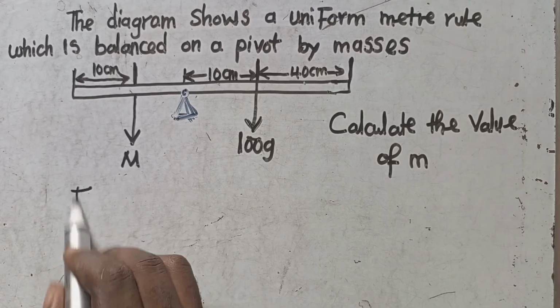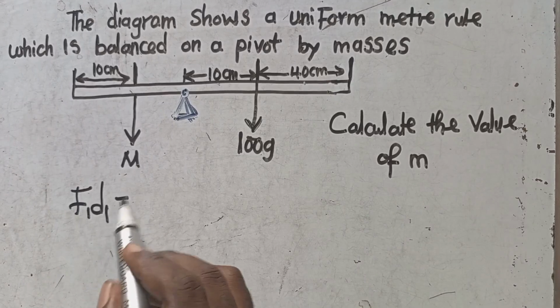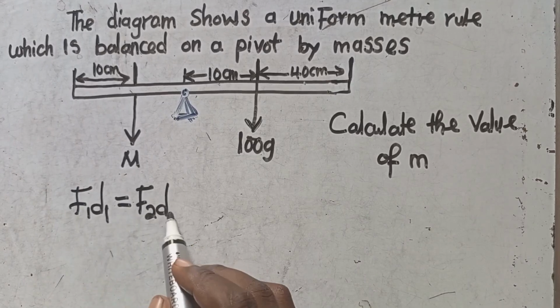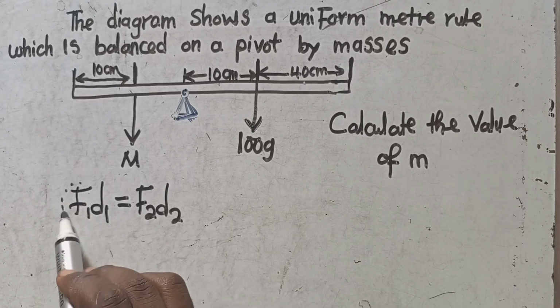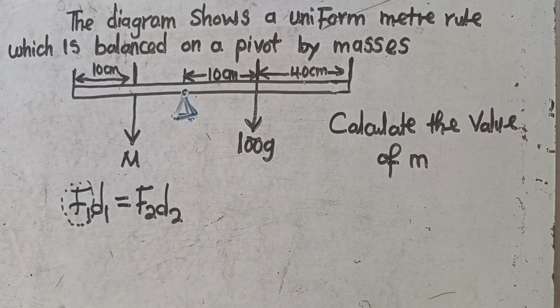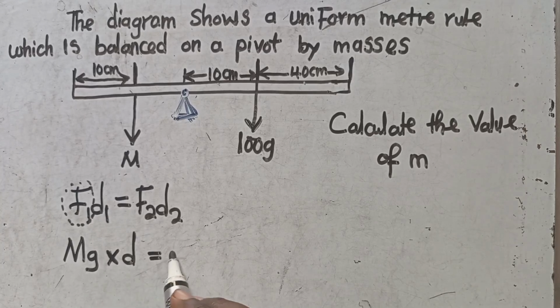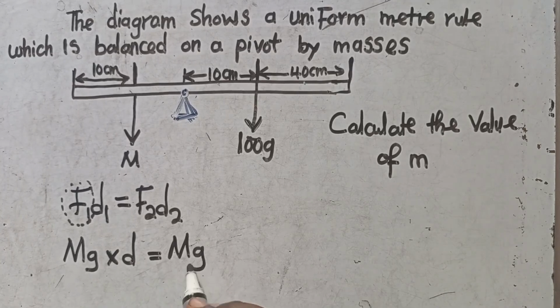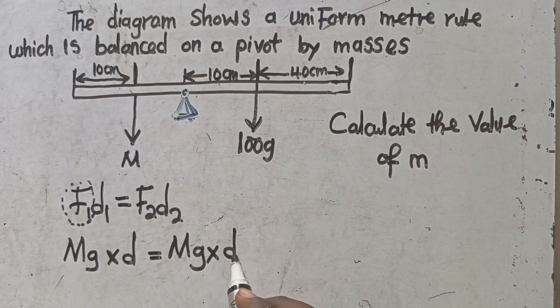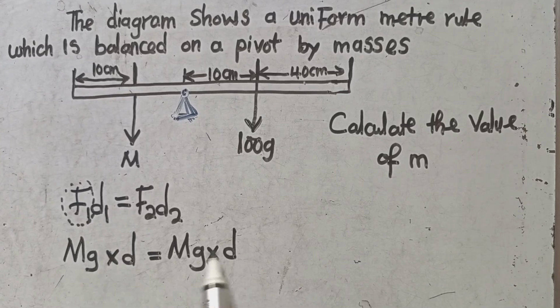So we know that the principle of moments states that the moment in the clockwise direction is equal to the moment in the anti-clockwise direction. The force can be mass multiplied by gravity, then times the distance, which is equal to mass multiplied by gravity times the distance. Since mass is different, we say mass 1 here, this is distance 1. Here we put mass 2, this is distance 2. As you can see, gravity is the same.